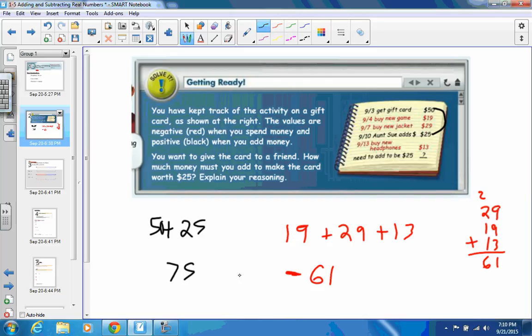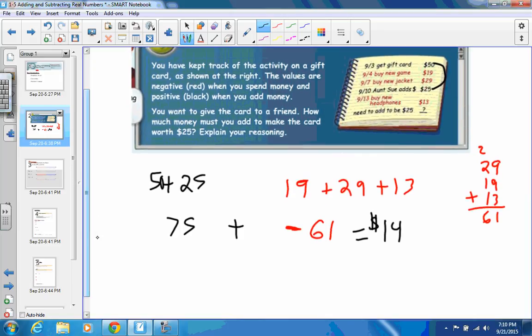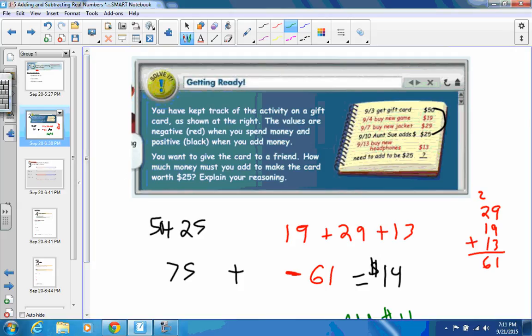Okay, when you add these together, 75 plus negative 61, you end up with 75 minus 61, so it's $14. You want to know how much you need to add to that to get to 25. Well, you'd have to add $11. So dealing with positives and negatives in the real world like this, this is why it's so important to be able to do adding and subtracting positives and negatives with real numbers like this.